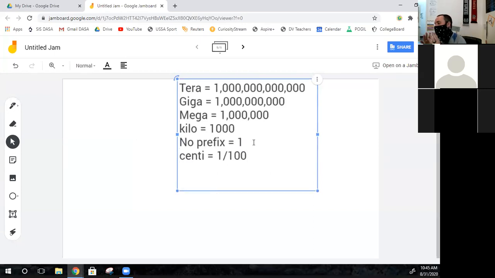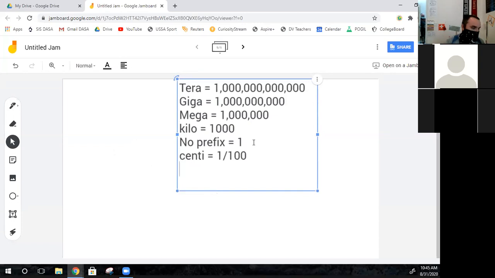This is why this system is so awesome. We can use the same prefixes for all of the units. If I am around for 1 kilosecond, 1 kilosecond is 1,000 seconds. We can use kilo for grams, meters, liters, anything. Any of the units.